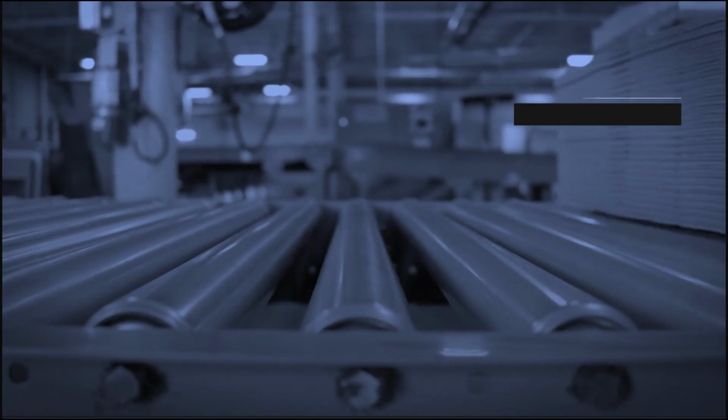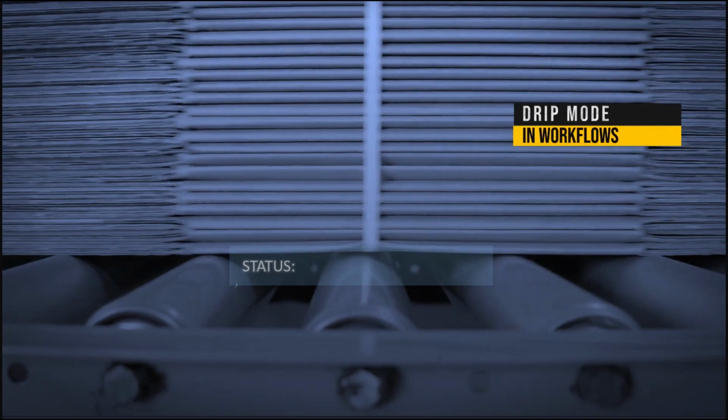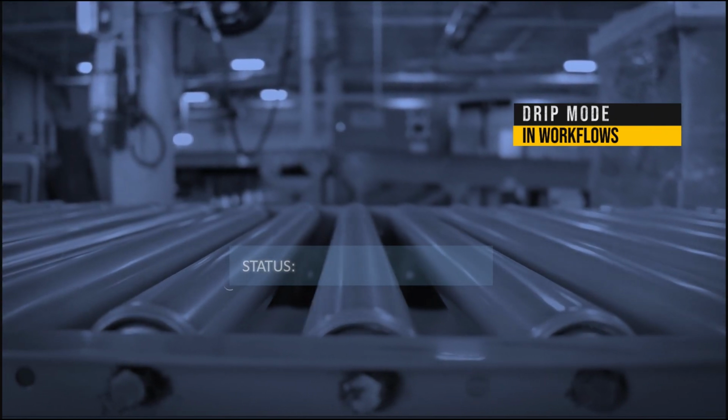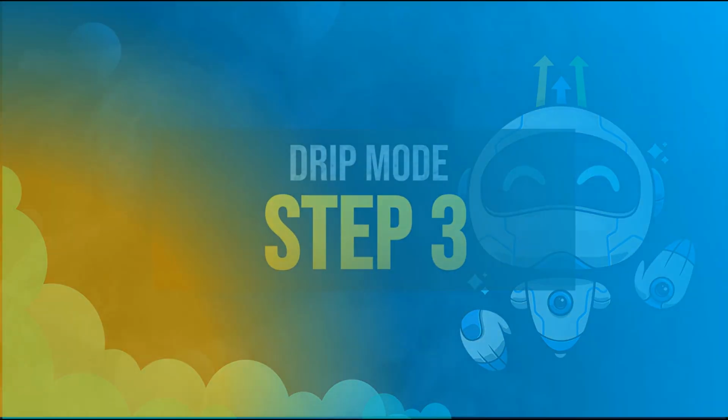Then watch as your campaign unfolds with extreme precision. With drip mode, you'll see the magic: 10 contacts deployed every hour, maintaining order and efficiency.